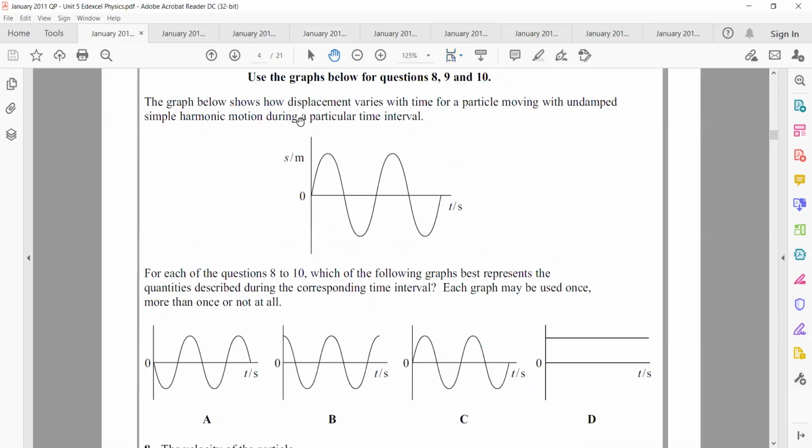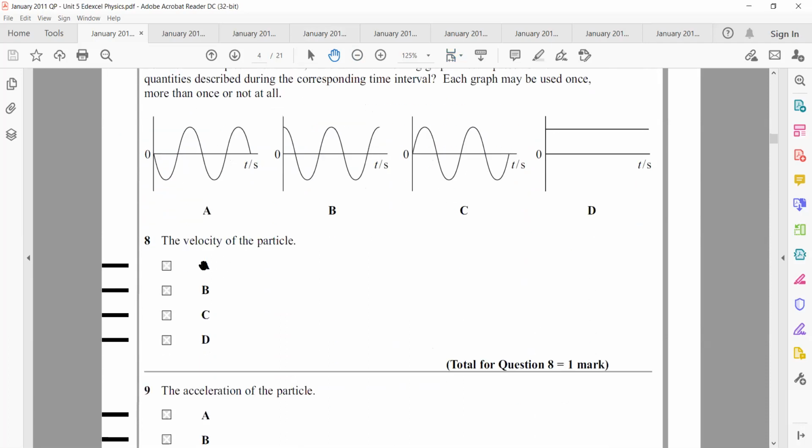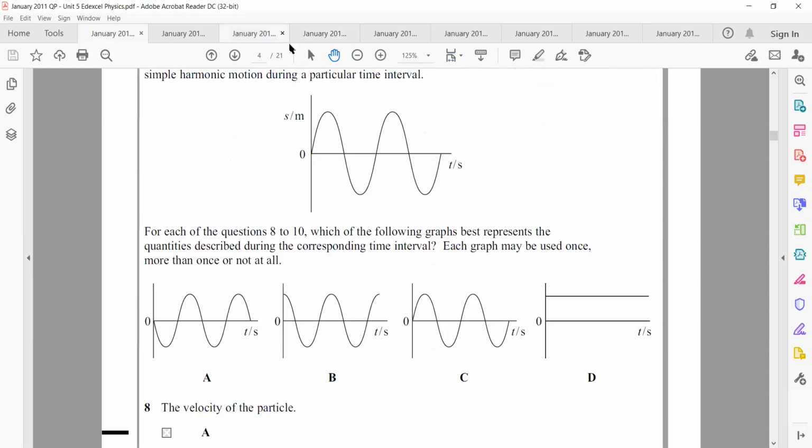The graph below shows how displacement varies with time for a particle moving with undamped simple harmonic motion. So this is a displacement-time graph. For each of the questions from 8 to 10, which of the following graphs best represents the quantity during the corresponding time interval? Each graph may be used once, more than once, or not at all. The velocity of the particle.